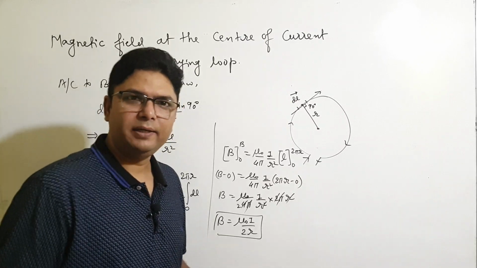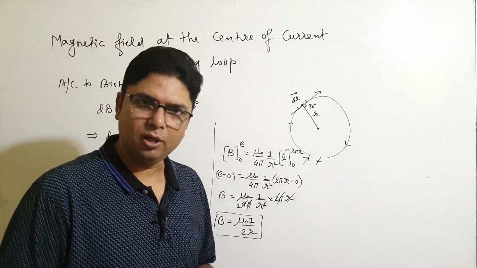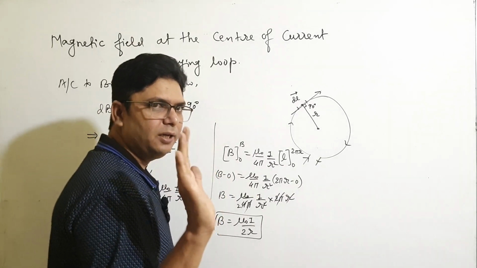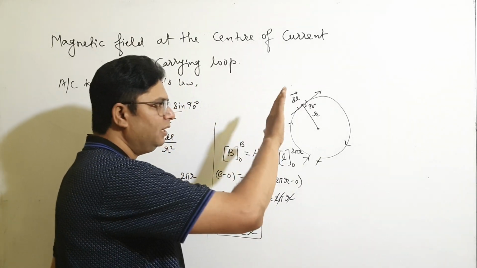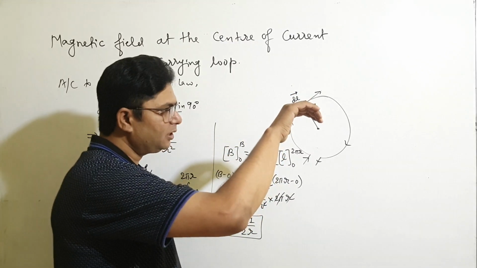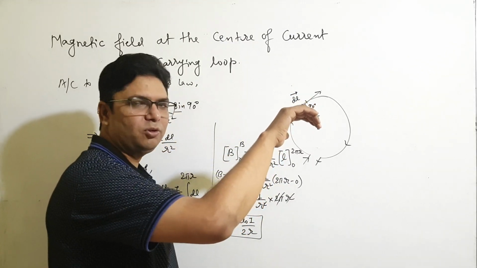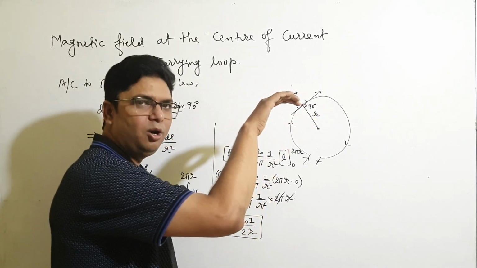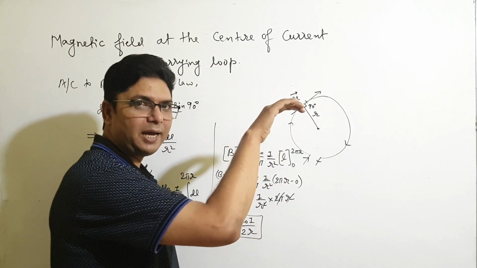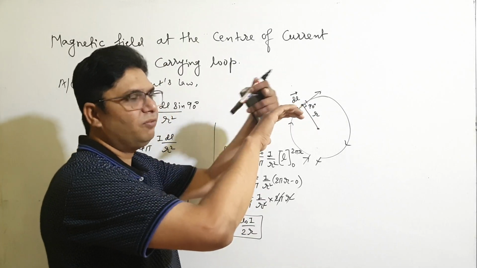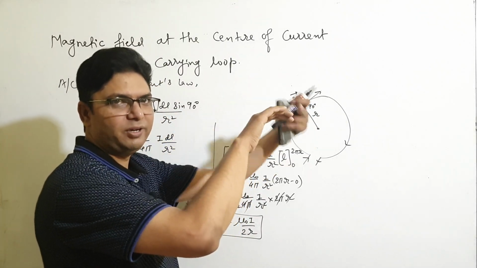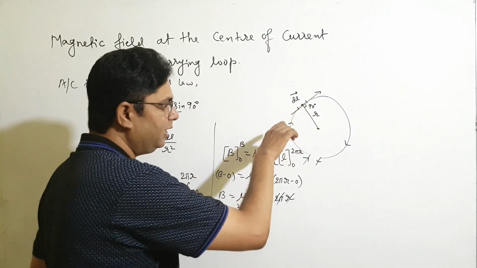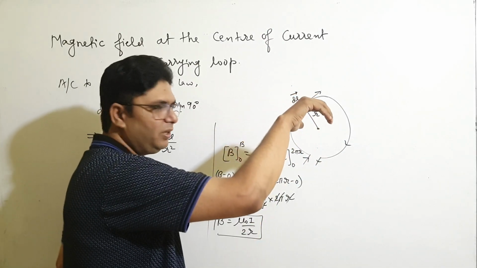And the direction of the magnetic field is found by the right hand thumb rule. Right hand thumb rule says that keep your right hand curled over the current carrying loop. Then the thumb will indicate the direction of the magnetic field. I am repeating this. Keep your right hand curled on the current carrying loop such that the curl of the fingers represents the direction of current. Then the thumb will represent the direction of the magnetic field. So here if you curl like this, then the thumb is inward.